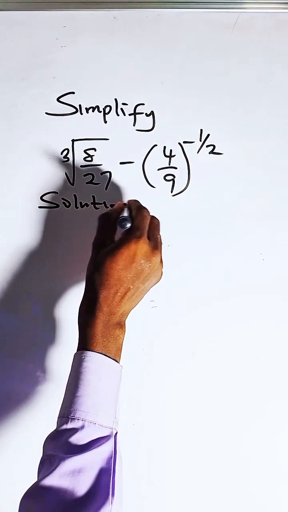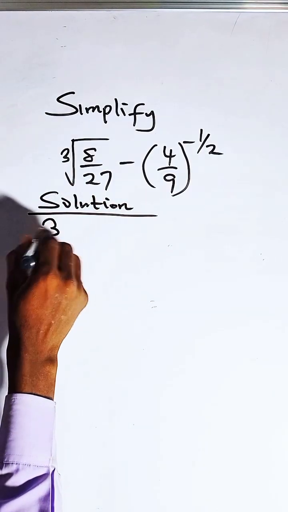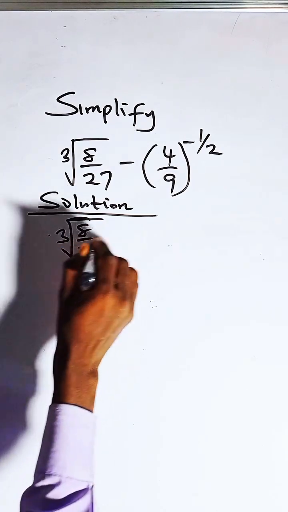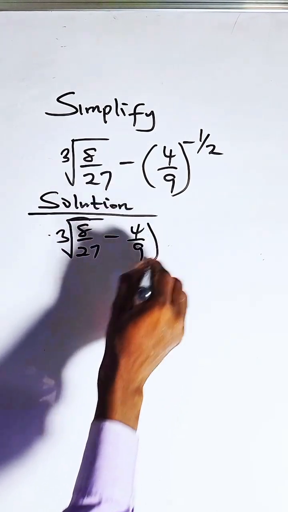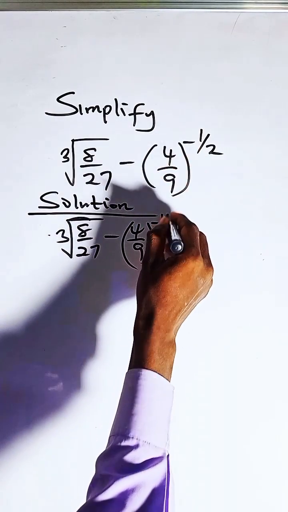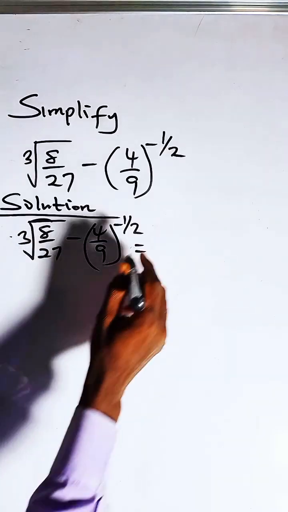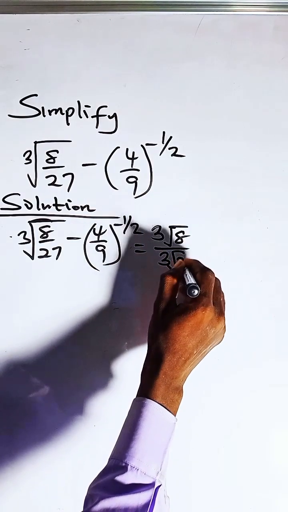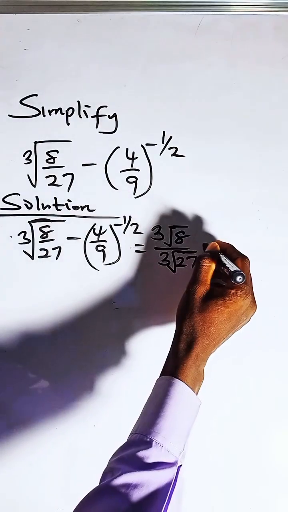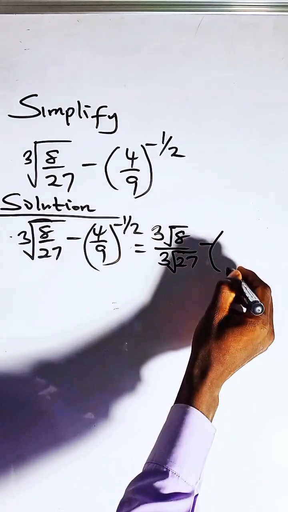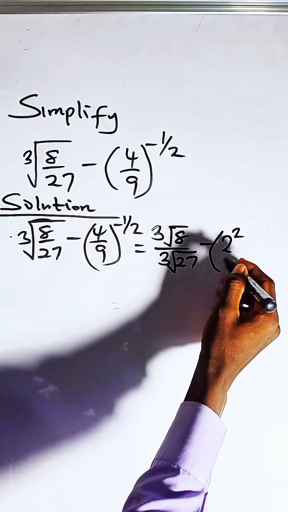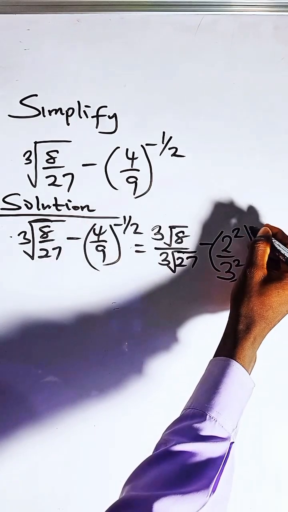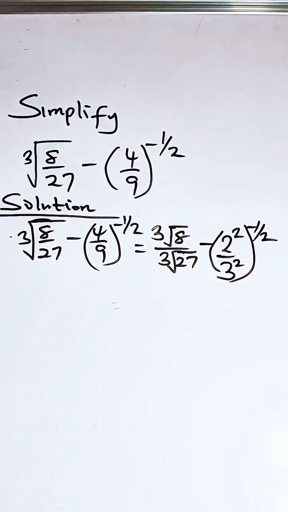Solution. For the cube root of 8 over 27, minus 4 over 9 in the parentheses, raised to power minus half as the exponent, we can write this as the cube root of 8 over the cube root of 27, minus 4 over 9 in index form. 9 we can write as 3 raised to power 2. The exponent remains minus half.